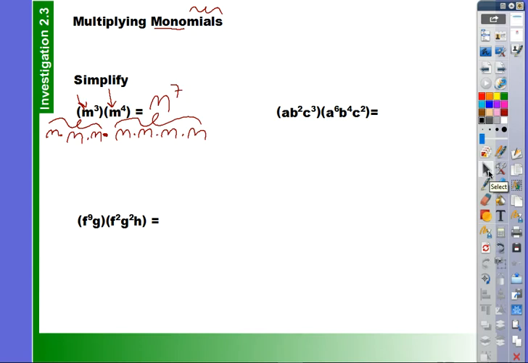And for you in 7th period, it's time to write your rule on the outside of your folder in Sharpie.